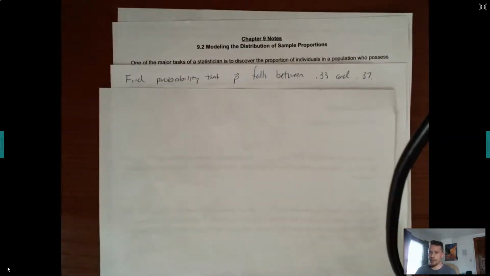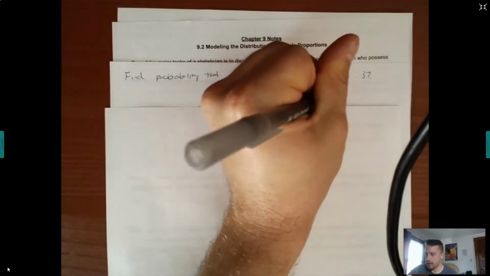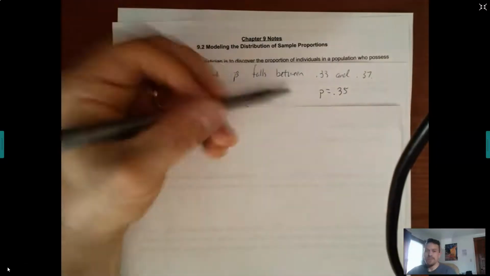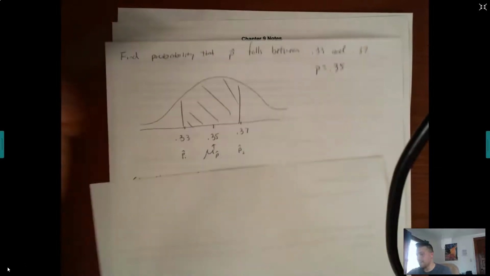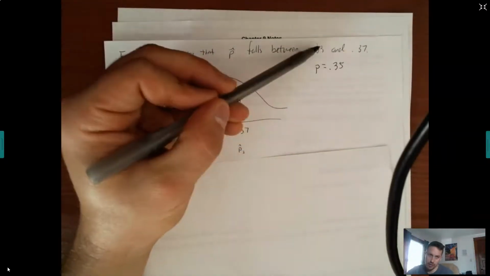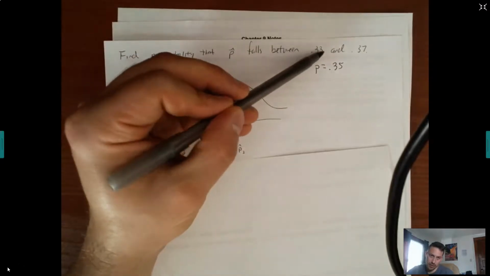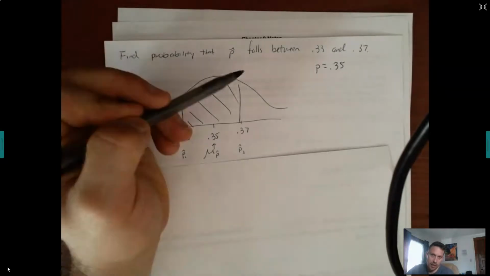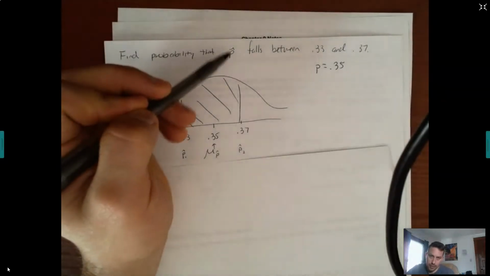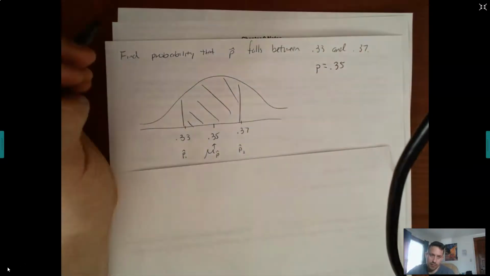All right. The true value, I'm just going to rewrite it here, was 0.35. The question is saying, what's the probability that the sample we choose is within 2 percentage points. So I subtracted 2% and added 2% to get 0.33 and 0.37. That's really what it's asking. Find the probability that the sample proportion p hat falls between 0.33 and 0.37.